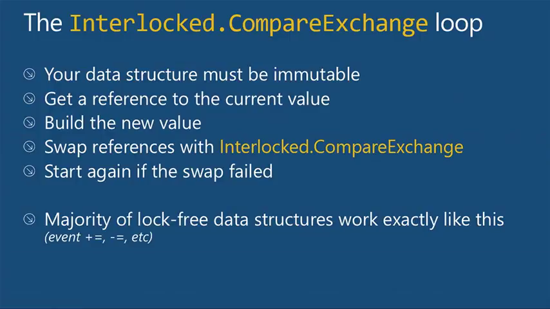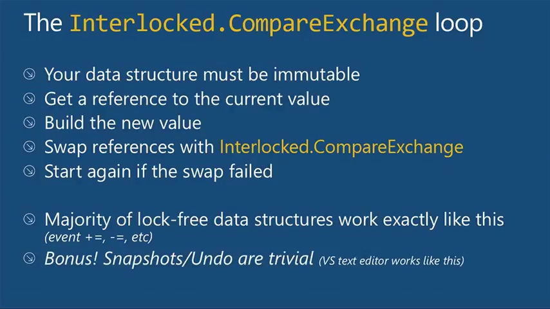This is how probably the vast majority of lock-free code that I've seen works. If you've ever used an event in .NET, such as button.click plus equals and so on, if you disassemble that in something like Reflector, you don't need to go all the way to the x86 level, you'll see that's exactly what's happening. It's a loop, it's an immutable list of functions, and it's building a new list and swapping it in with interlocked compare exchange. This also has some nice side effects.